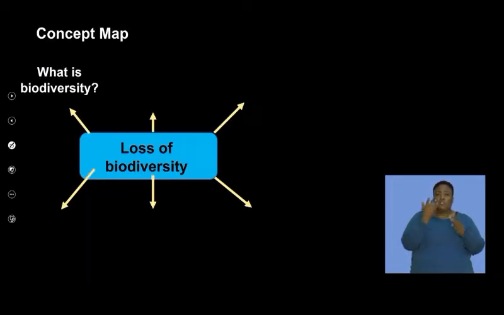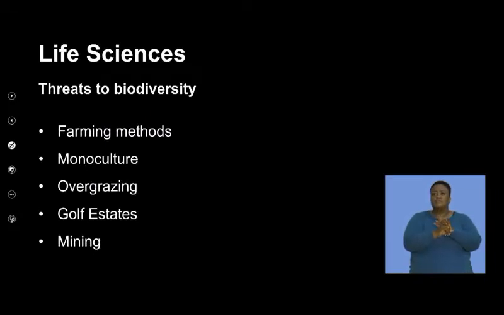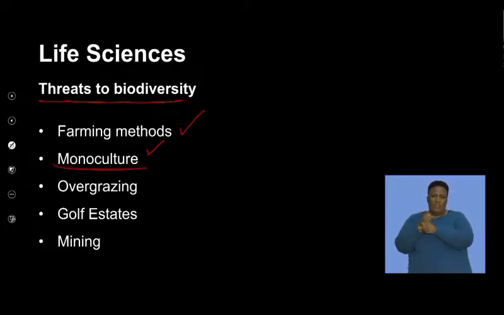Okay, so further on, let's look at the impact of threats to biodiversity. So what is it that threatens our biodiversity? Farming methods that include monoculture. So farmers are planting a specific crop year after year. What does that do to the soil? The impact that that has on the biodiversity.